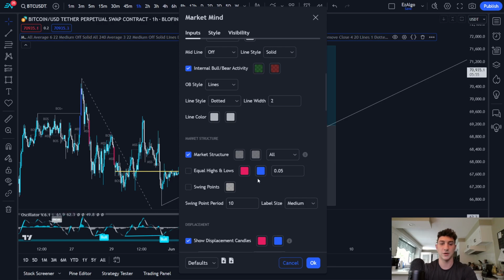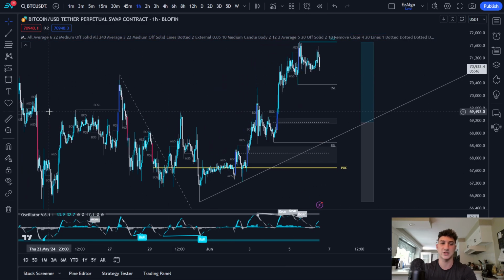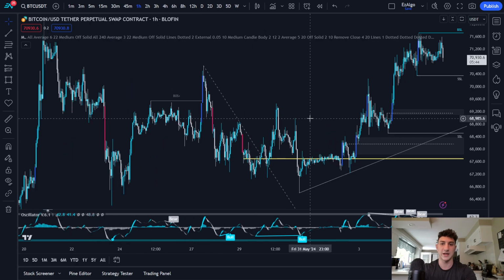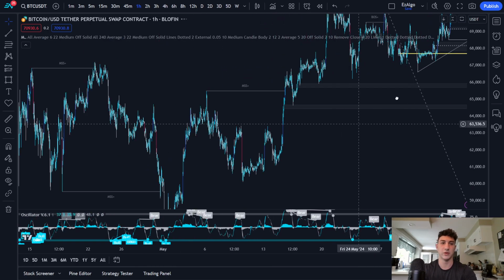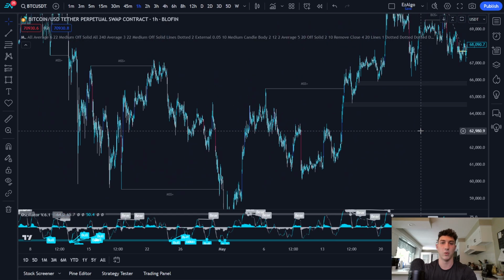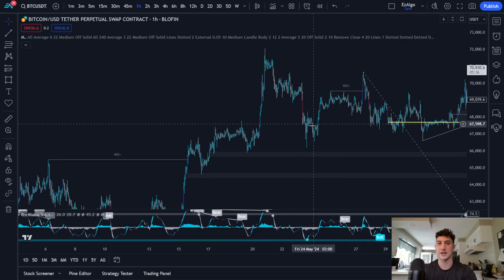All right, moving down to market structure, right? So we have the internal and the external market structure. Now, personally, from experience, I trade external market structures. So that's going to be like these external swing points, right? Not the internal structures, but the external structures. This gives me a real good idea of what the market structure is on a slightly higher time frame.